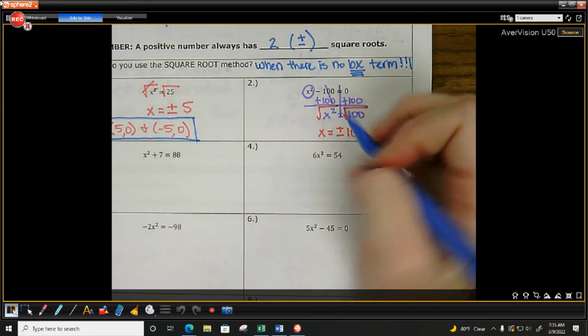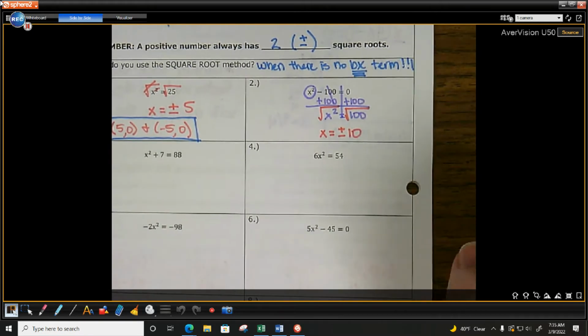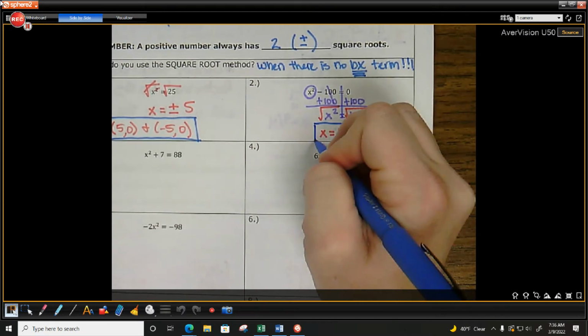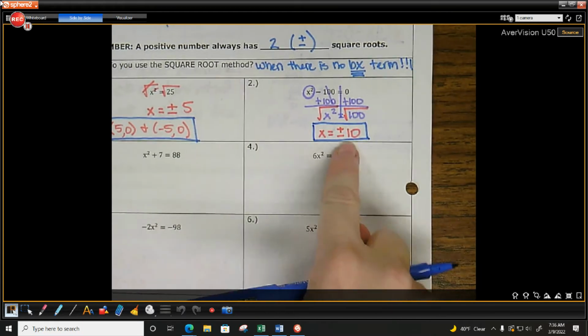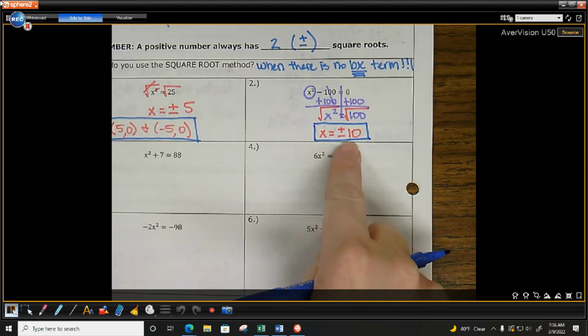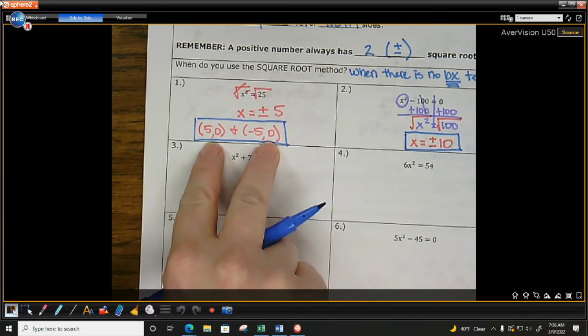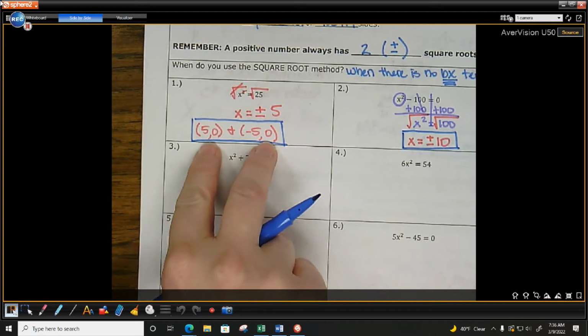Is it okay to leave my answer like that? Yeah. This is one of the two ways. You can leave it as x equals a number, which in this case x equals how many numbers? 2. Or you can write it as ordered pairs. If you write it as an ordered pair, what's always the y value? 0.